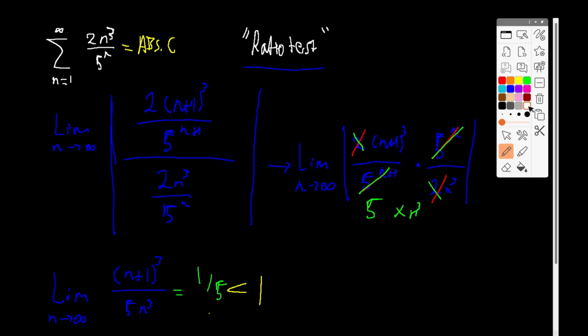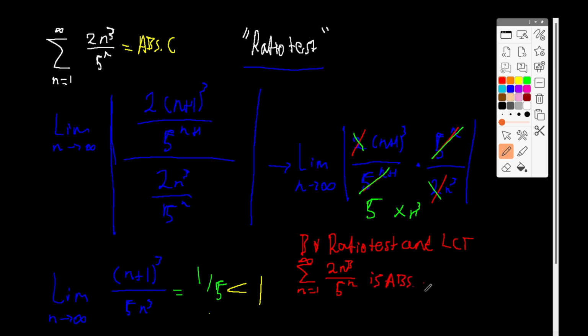I'll put it in red. So by ratio test, and I'm just going to write LCT, but LCT is limit comparison test, and by LCT, and then you write your whole thing, the sum from 1 to infinity of 2n cubed over 5n, is absolutely convergent.